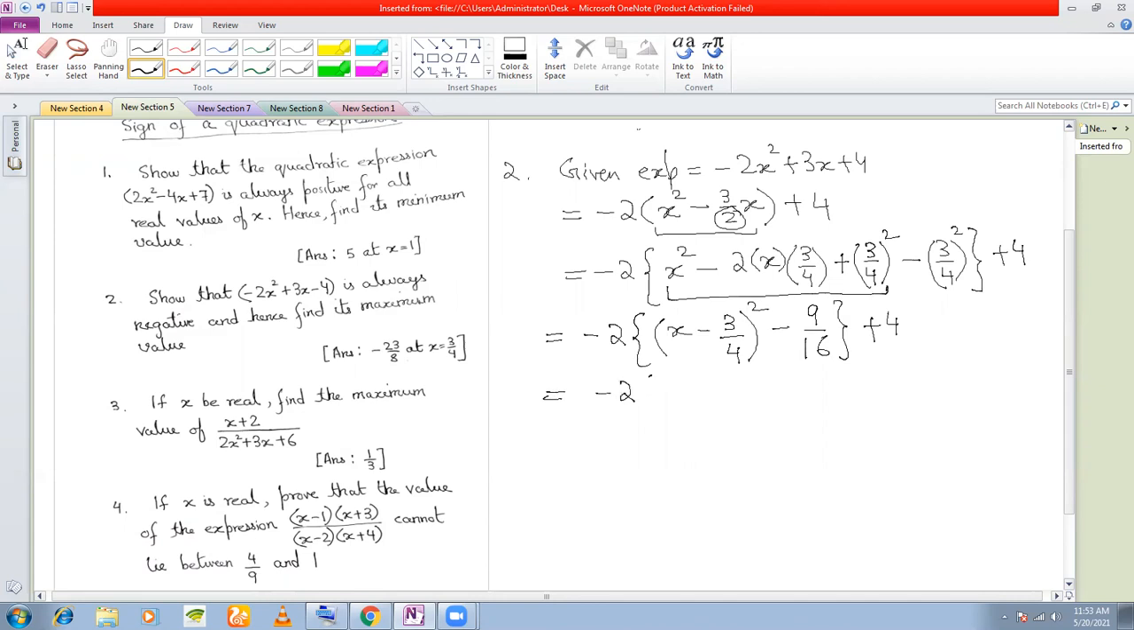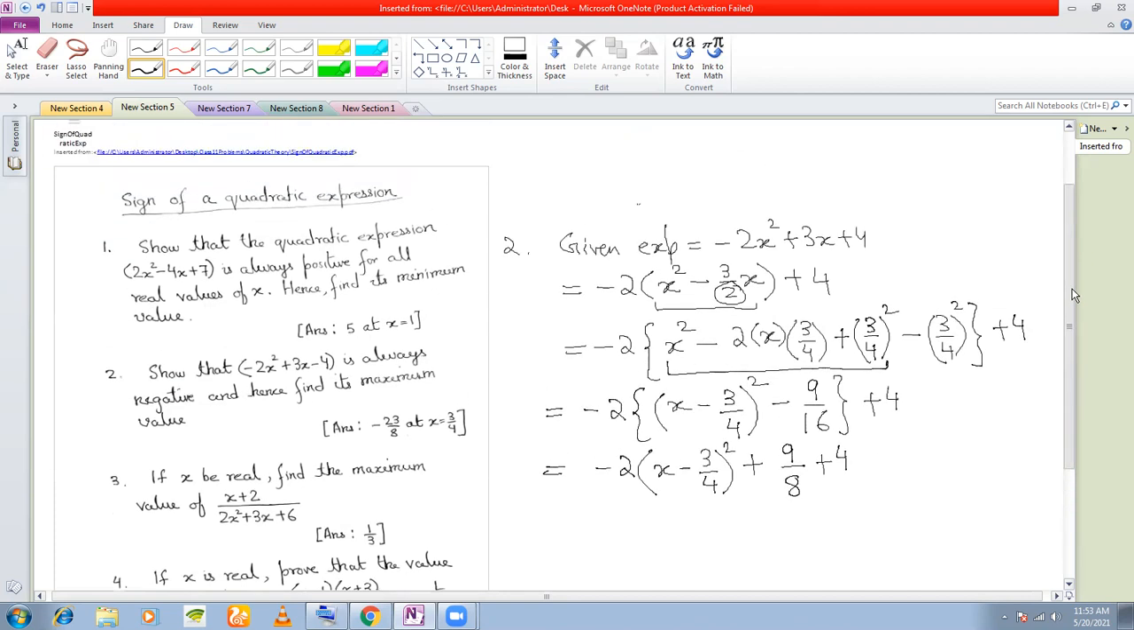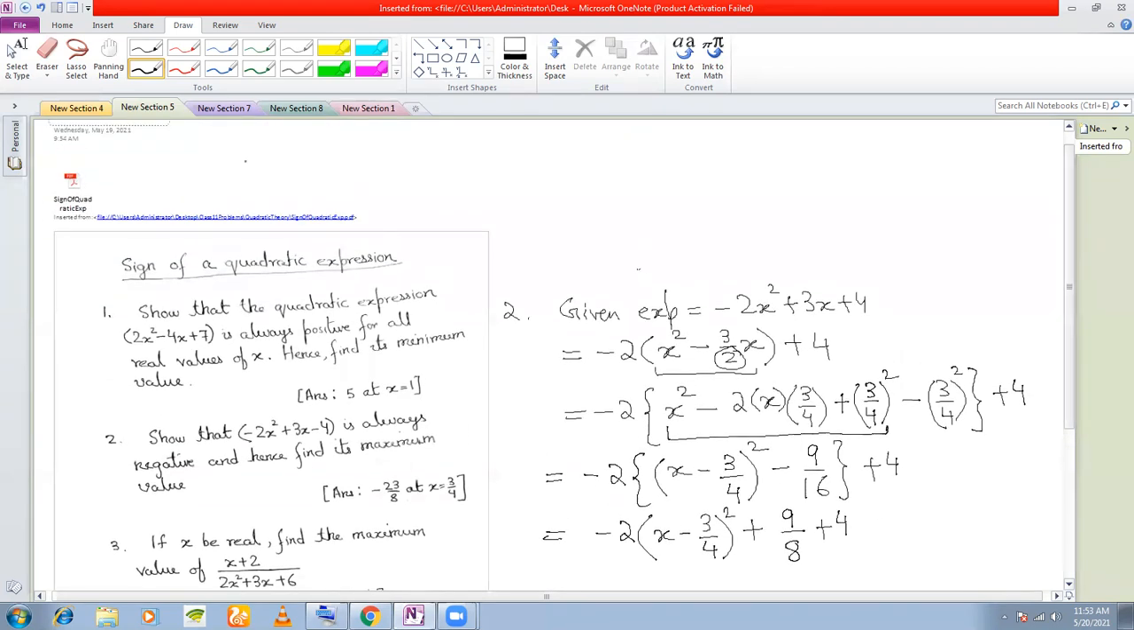So I get minus 2 x minus 3 by 4 square. Minus and minus combined to give you a plus sign. 2 into 9 by 16 will give you 9 by 8 plus 4. Okay. Do I have a plus 4 or a minus 4? Okay. I have a minus 4 in the question, I think. Yes, I have a minus 4. Let me just change the sign. All these are minus.